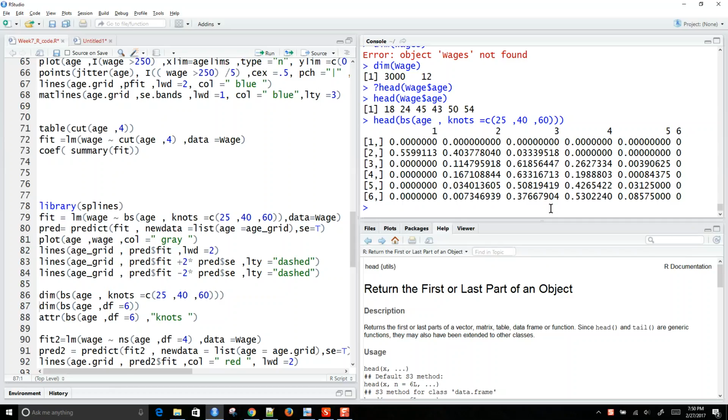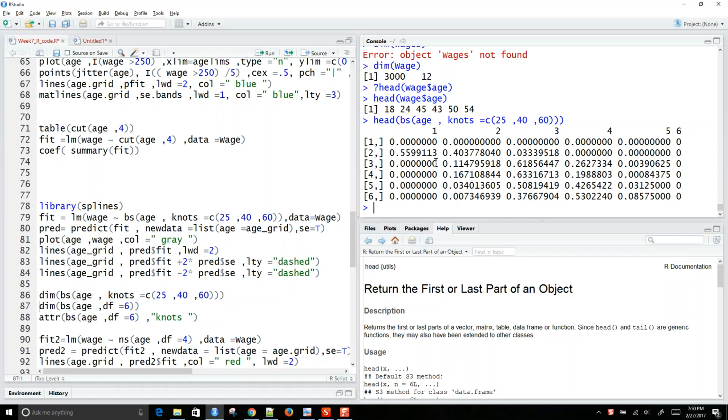I have 3,000 for the... oh shoot, I don't remember.